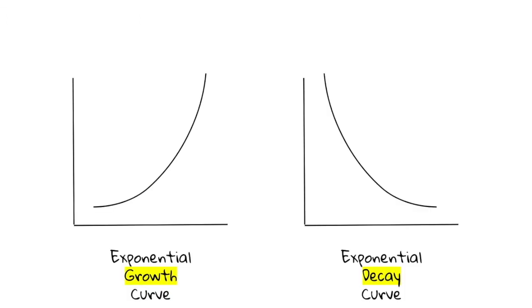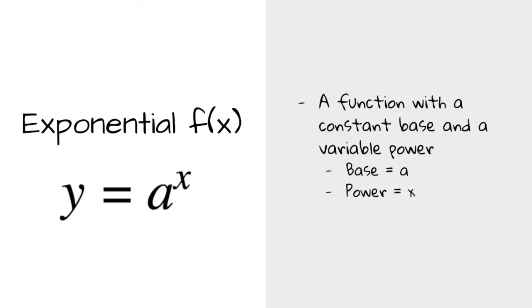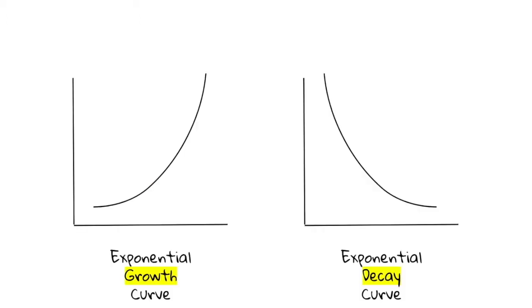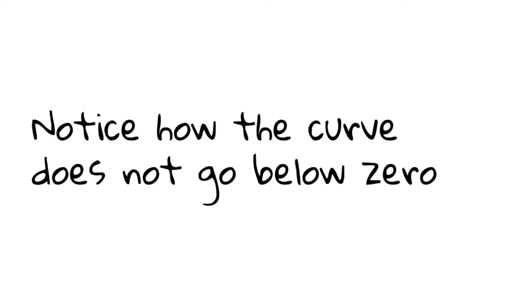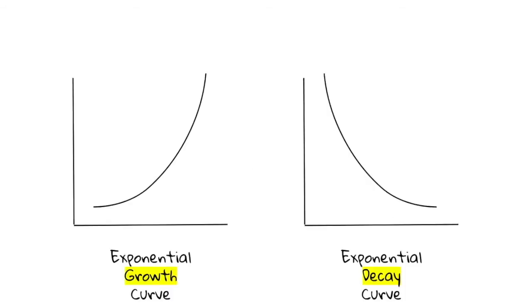In exponential functions, there is an exponential growth curve and an exponential decay curve. The difference is that in an exponential growth curve, as the value of x is increasing, the function value is increasing as well. So here the y value is increasing as x is increasing. Exponential decay is the vice versa. As the x value is increasing, the y value is getting smaller. And notice how here the curve does not go below 0. Of course, this is just a made-up graph, so it may not seem that clear to you.